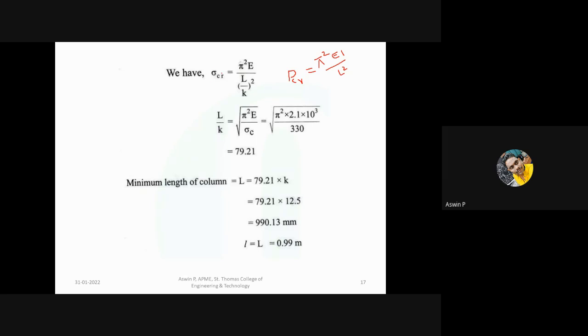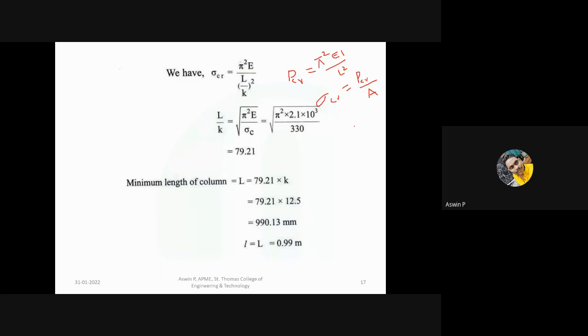As we know, stress sigma CR is equal to PCR divided by area. This is a common equation: load by area is the stress. So you can find the buckling stress as PCR divided by A.